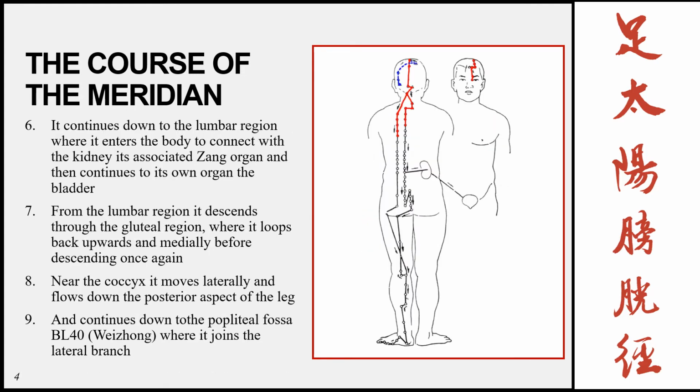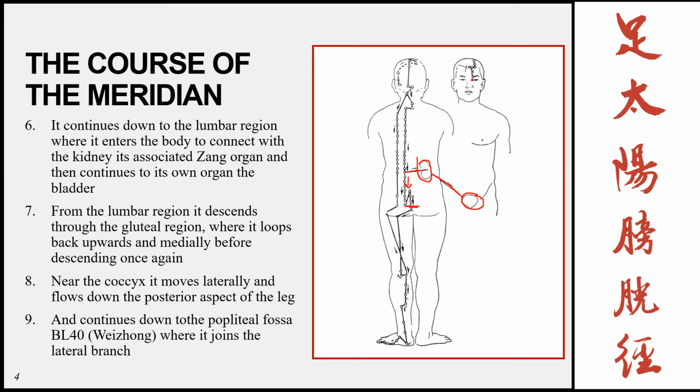So if this was the vertebral column here, the distance between these 2 points is 1.5 cun. And then from the upper back, it continues down to the lumbar region, where it connects to the kidneys. So you can see over here, it enters interiorly and connects to the kidneys. This is its associated zang organ. And then it also connects to the bladder, its own organ, down here. And then it continues flowing through the lumbar region over here, down to the gluteal region.